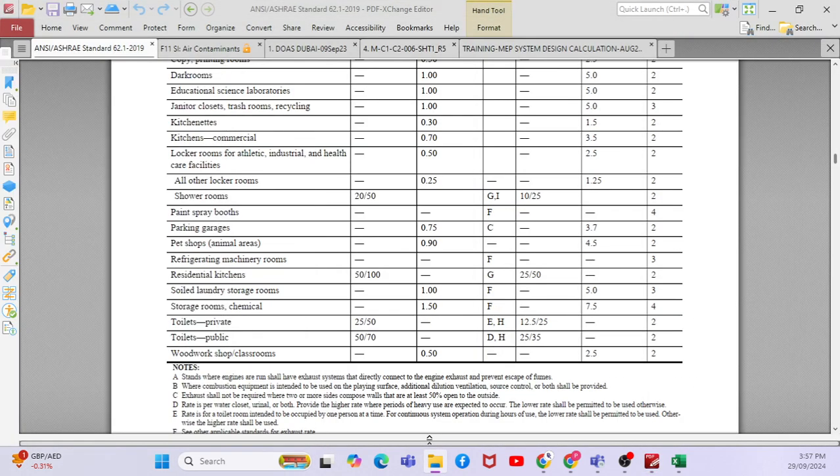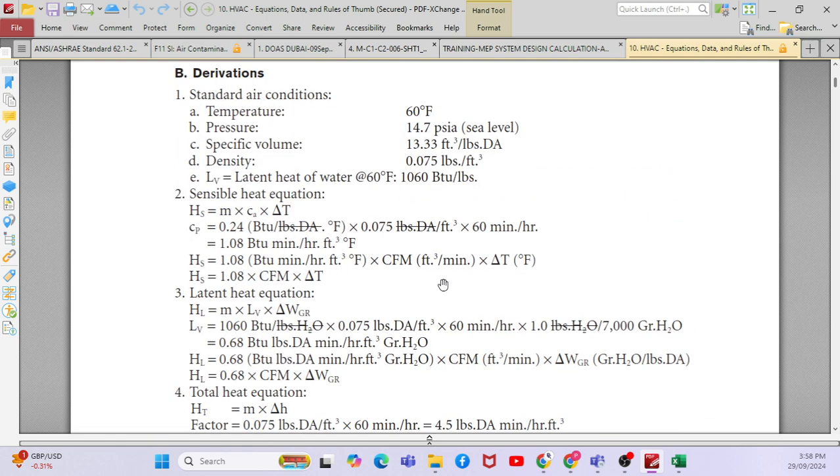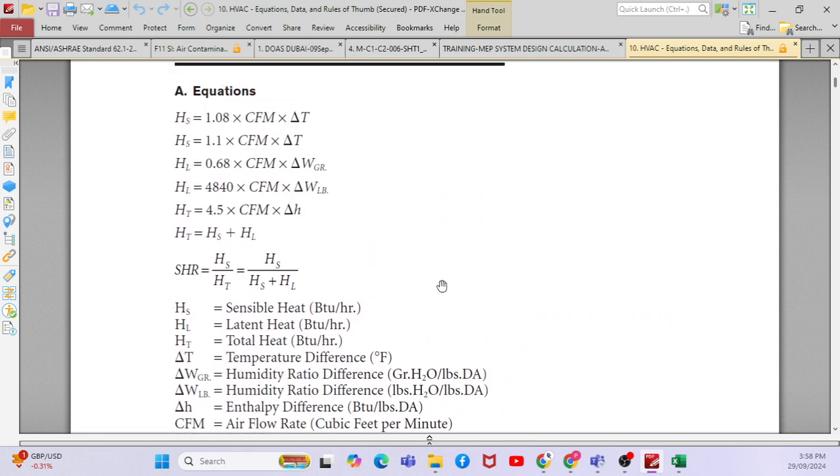Let me take out one equation. Now we are going to calculate the tonnage for the FHUs. See, this is the HVAC equation for the air side. You can see the screen.